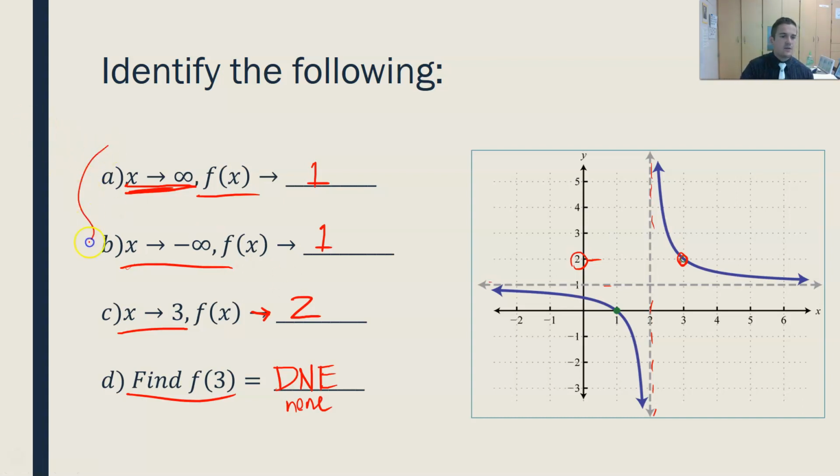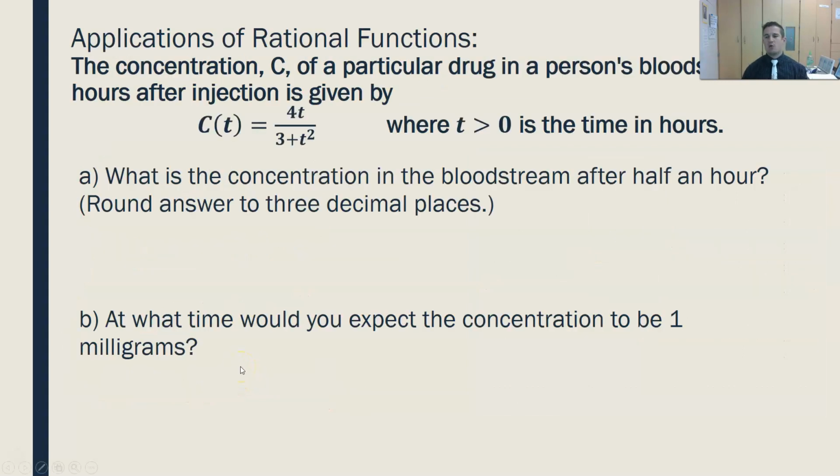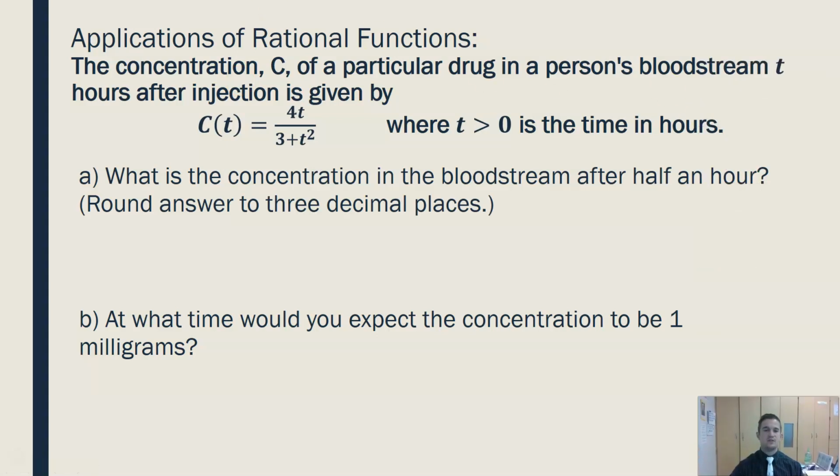So here are some of the types of end behavior questions you might see on your homework or on your test. As x goes to infinity, as x goes to negative infinity, as x goes to 3, and then finding a function value at a specific point. Okay. Now, we're going to talk about a couple different real-world examples of rational functions. So we're going to talk about some real-world problems that we might be able to solve using the tools that we've equipped ourselves with so far.